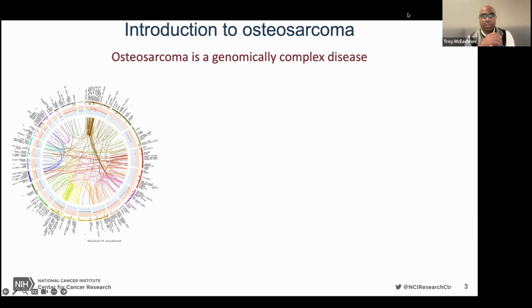Osteosarcoma is a genomically complex disease, as you can see here from this circos plot. This is whole genome sequencing from a patient with metastatic osteosarcoma. What we can see is that there's a bunch of intra and inter-chromosomal translocations. Essentially all of these lines that are actually inside the circle here are not supposed to be there.